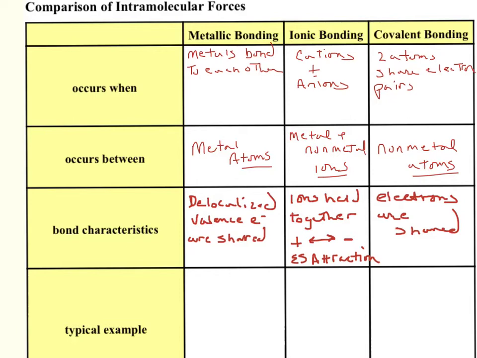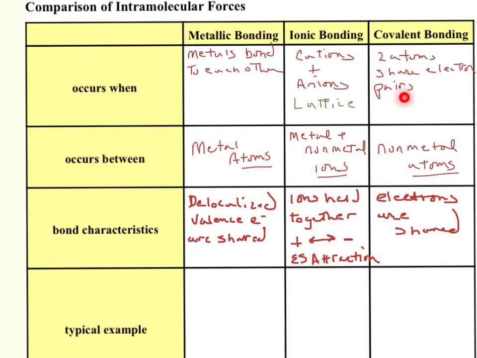So, metallic bonding occurs when metals bond to each other. Pretty simple. Ionic bonding occurs when cations are attracted to and bond with anions. The word you're going to hear me refer to sometimes is lattice. We talk about the lattice of an ionic compound; we'll deal with that a little bit later. And covalent bonding is when two atoms share electron pairs.